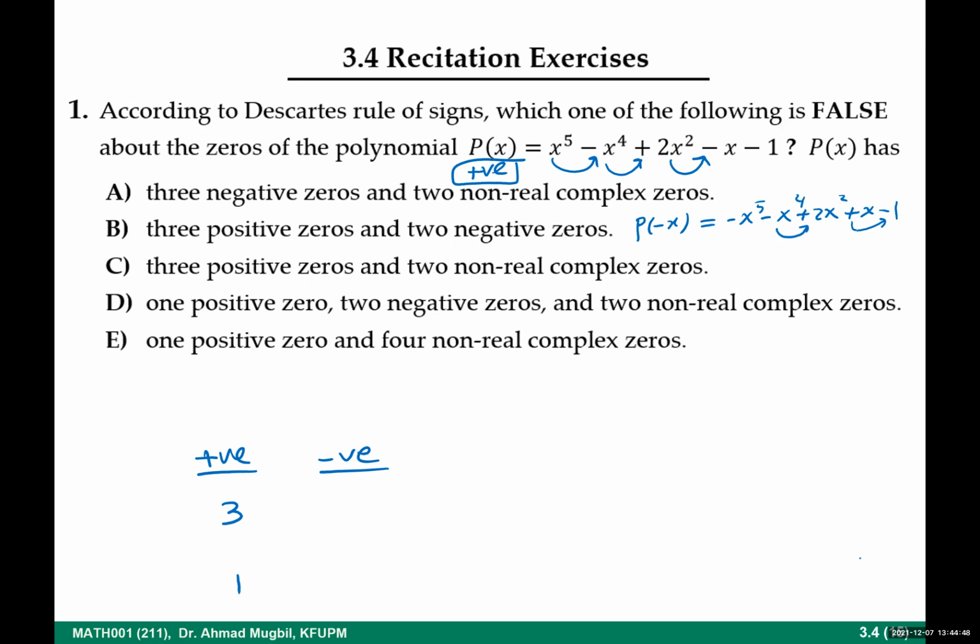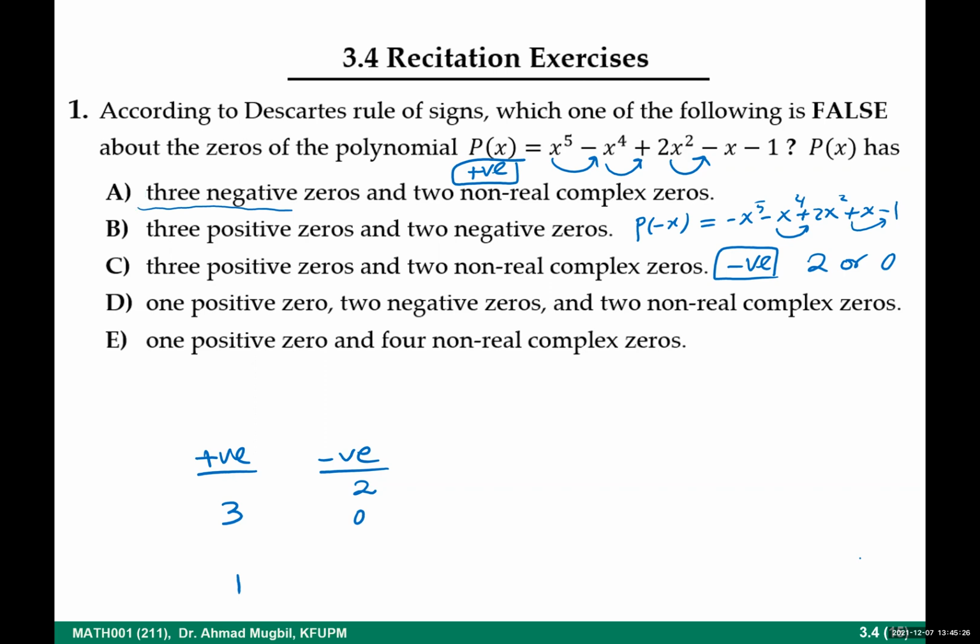And this is another one. So the number of negative zeros will be 2 or 0. So it is clear now which one is false. Which one of the following is false? Just from knowing that the number of negative zeros will be 2 or 0, look at the first one. What does it say? Is it possible to have 3 negative zeros? No. So the answer is A. The one that is false is A.